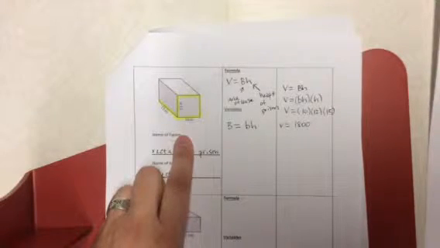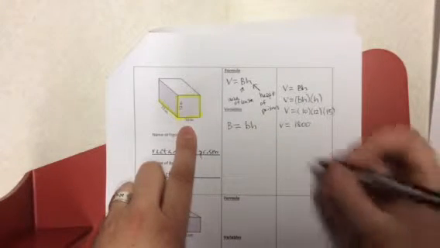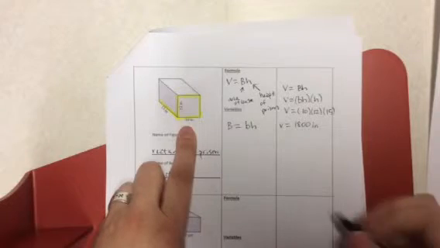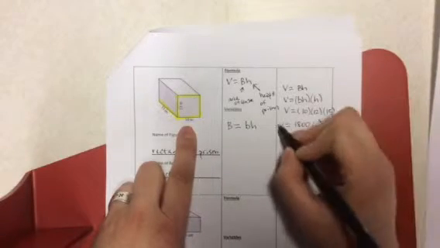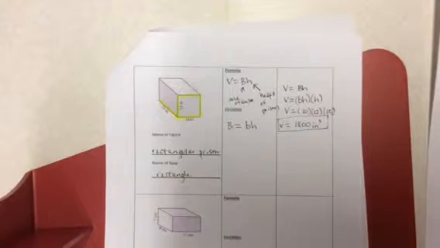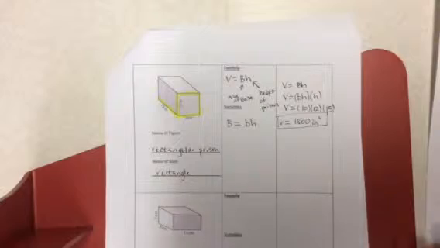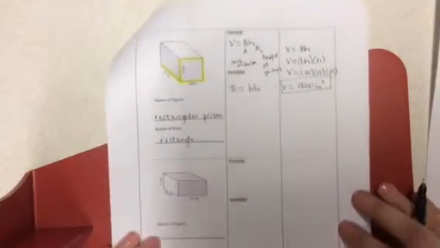1,800. Now, what are our units? Our units are inches, and volume is always going to be units cubed, again, because we're trying to determine the number of cubes that will fill this prism. Okay, pause, rewind if you need to.